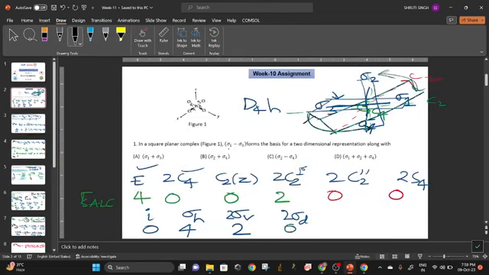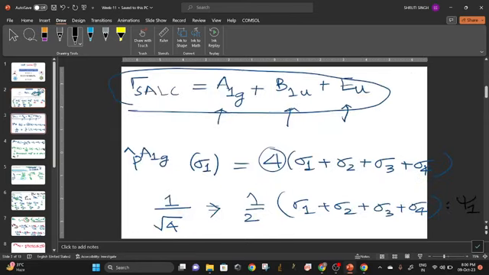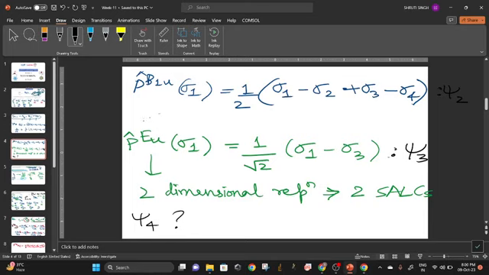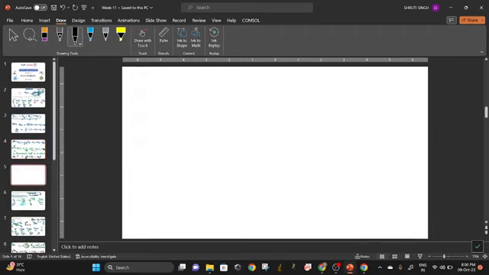So the question is, sigma 1 and sigma 3 form the basis of a two-dimensional representation, along with what? There should be one more linear combination of atomic orbitals which has the same symmetry, E_u, like this. The answer to this is 1 over root 2 sigma 2 minus sigma 4. How do we get this? We get this using the character table again.